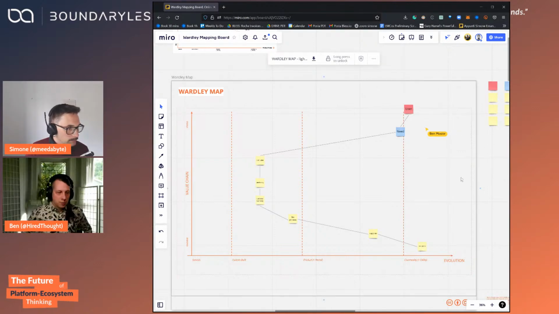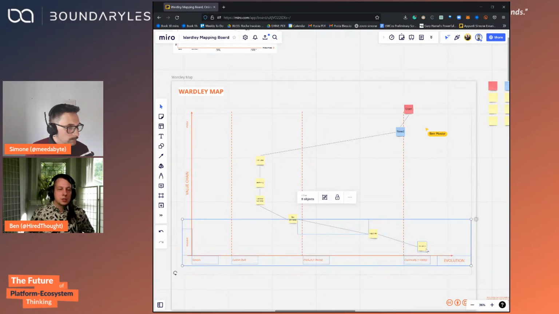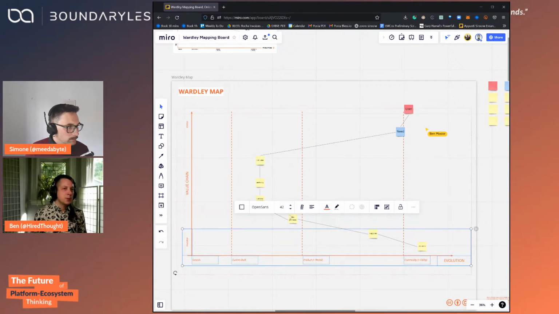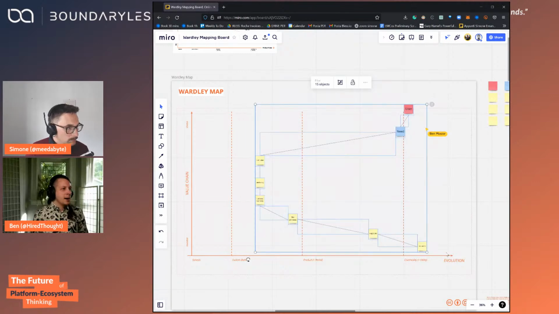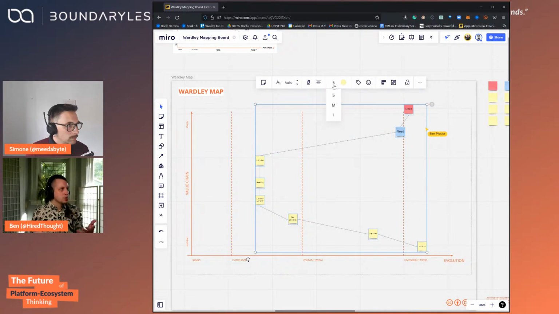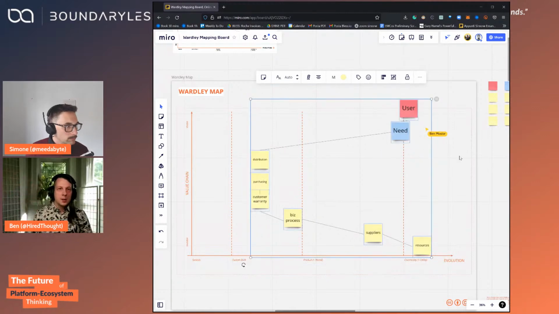And one of the things that we had to deal with often was the integrated library system, which is at least at the time, a very underserved market. And you had a few big players. And I think they roughly match this. I know this is a generic pattern where you've got resources at the bottom, enabling suppliers, enabling business process, enabling warranty, enabling purchasing, enabling distribution, etc., which then finally enables the user need.